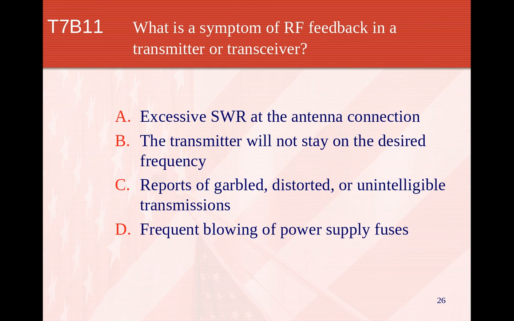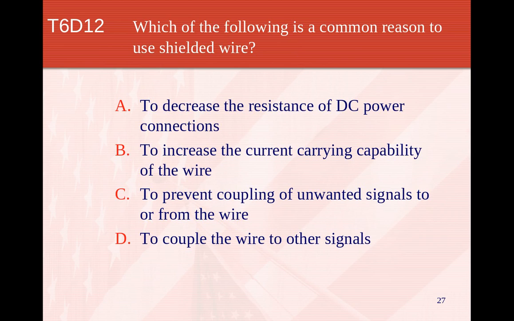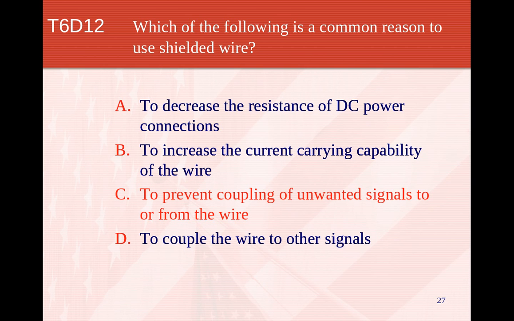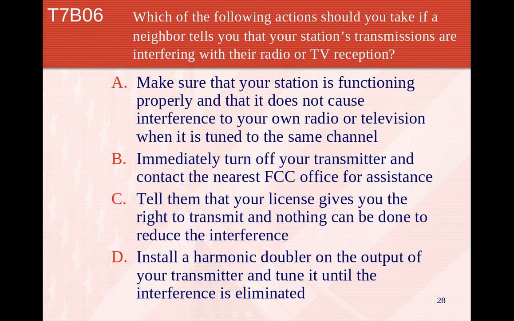What are the symptoms of RF feedback in a transmitter or receiver? Reports of garbled, distorted, or unintelligible transmission. Which of the following is a common reason to use shielded wire? To prevent coupling of unwanted signals to or from the wire. Which of the following actions should you take if a neighbor tells you your station's transmissions are interfering with their radio or TV reception? Make sure that your station is functioning properly and does not cause interference to your own radio or television when it's tuned to the same channel.